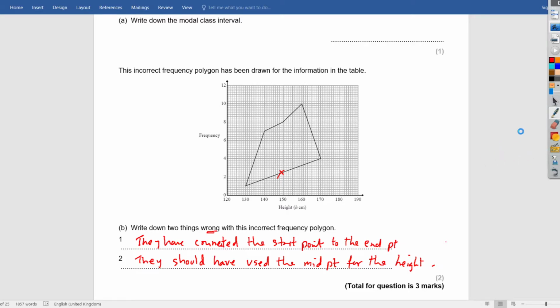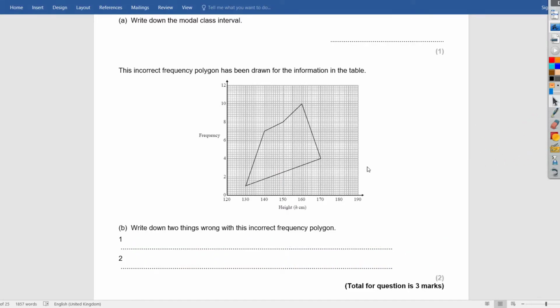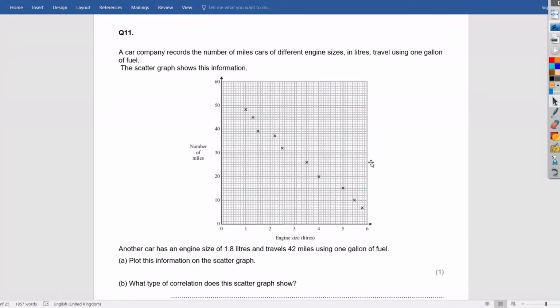Let's clear this. Let's move further down to question 11. Let's have a quick read of this. A car company records the number of miles traveled using 1 gallon of fuel for different engine sizes in litres. The scatter diagram shows the information. So this is the number of miles, this is the engine size, and as you can see, the bigger the engine size, the fewer miles it does. The smaller the engine size, the more miles. Okay, so that shows a negative correlation.